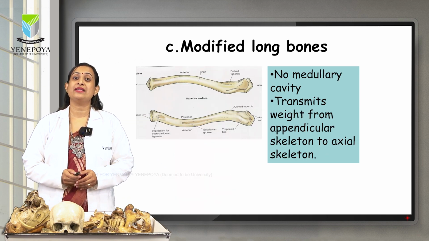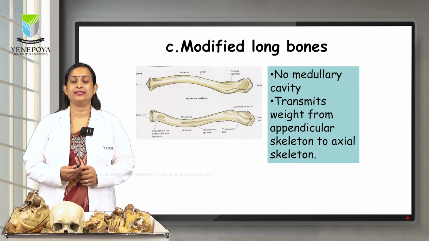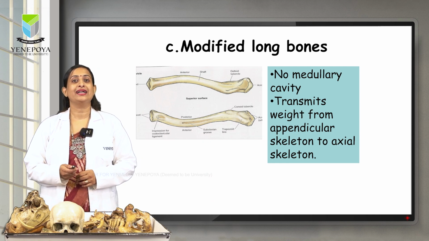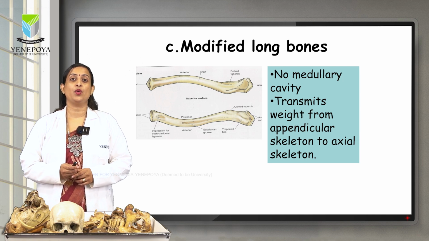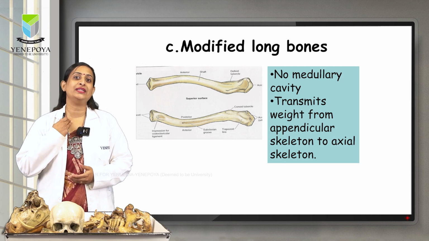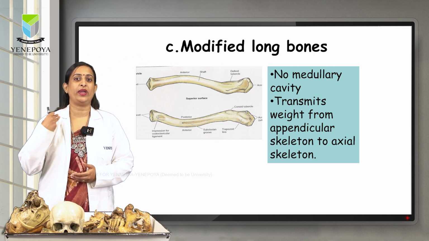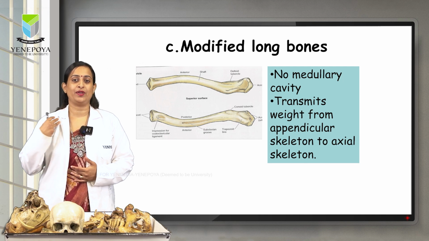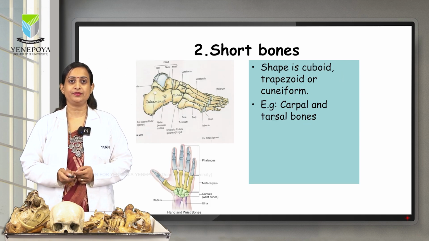Third type of long bone is a modified long bone. It is a long bone, but it is modified a little. The best example for this is clavicle. Clavicle does not have a medullary cavity. It transmits the weight from the appendicular skeleton to the axial skeleton. So we know that our clavicle is present here at our neck. So it transmits the weight from the axial to the appendicular skeleton. That is the best example for modified long bone.